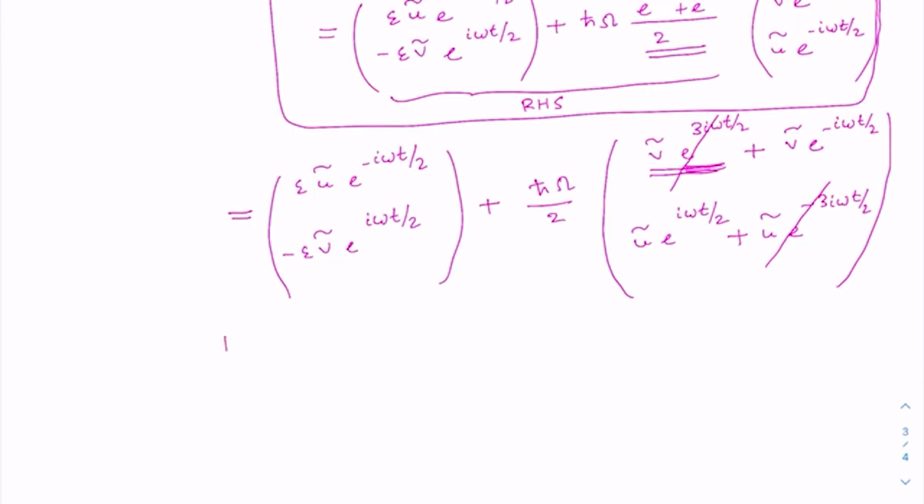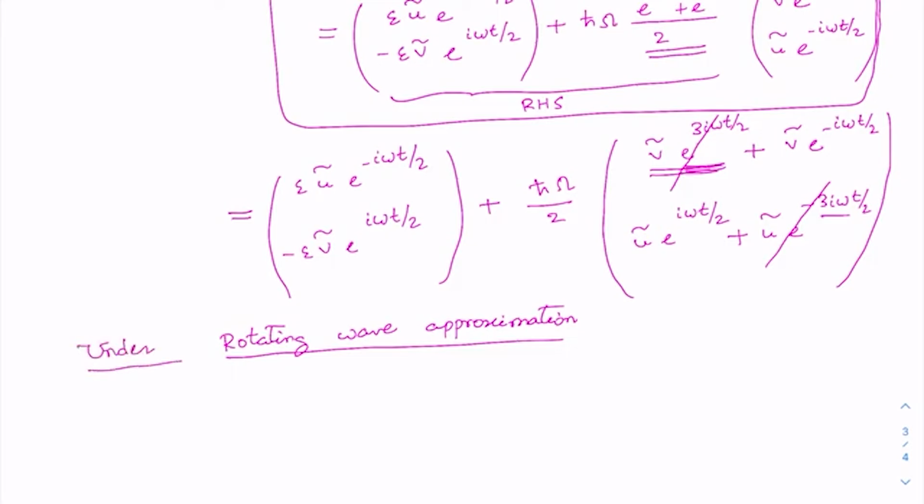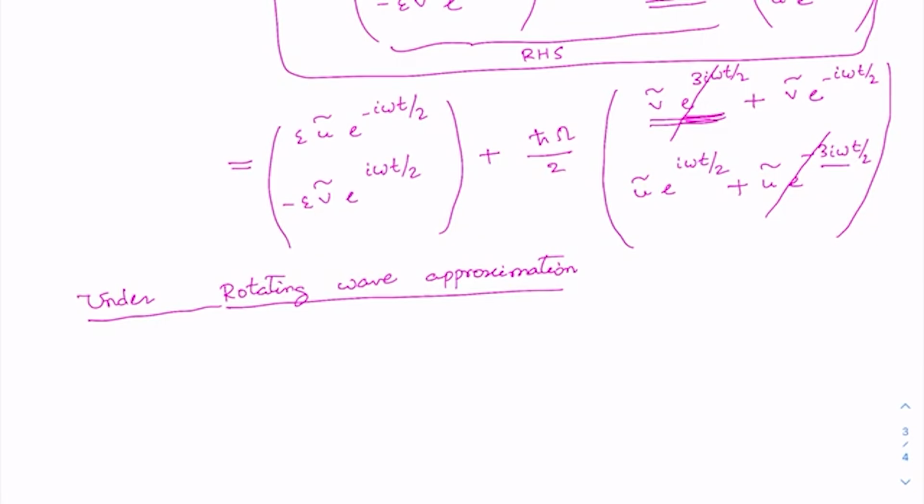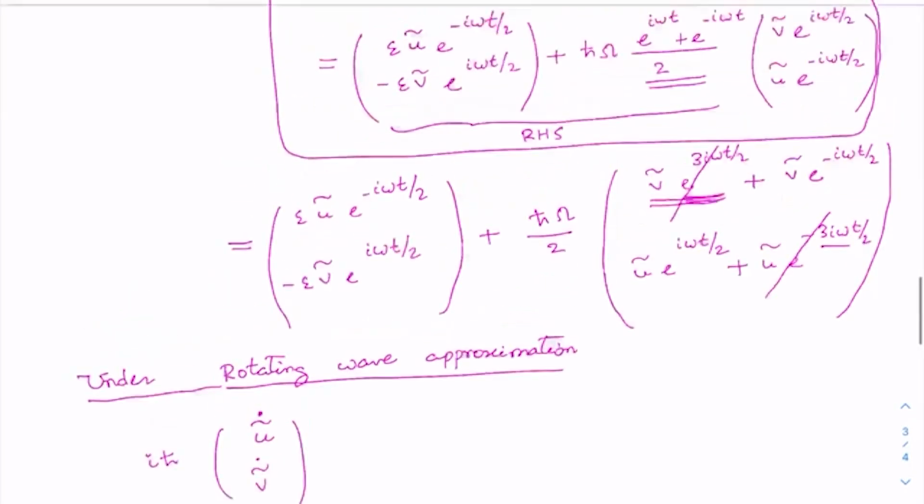This is basically known as the so-called rotating wave approximation. Under this rotating wave approximation, we have cancelled the highly oscillating terms like plus 3 omega by 2 and minus 3 omega by 2. Under the rotating wave approximation I can now write my time dependent Schrodinger equation in the basis, in these variables u tilde and v tilde. So this is what I will have.